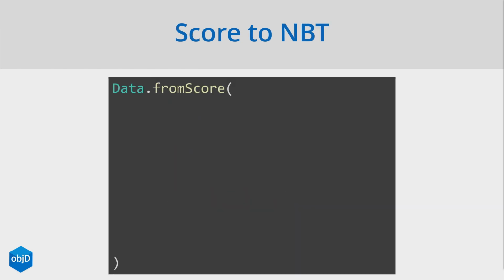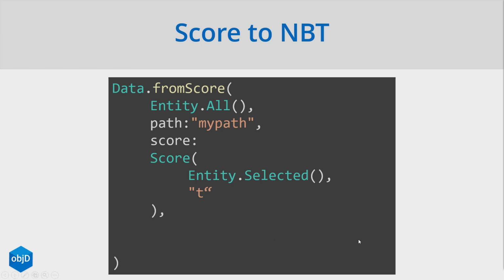Of course, it is also reversible. That means you can just use data.fromScore, again specify the target and the target path, and then you can say score and insert a score here. This would take the value out of the score and paste it into the path. And here you can also again use the scale value optionally, and also the data type. Remember that NBT data is in certain types. For example, the rotation is a float value, and Boolean values are of the type byte.